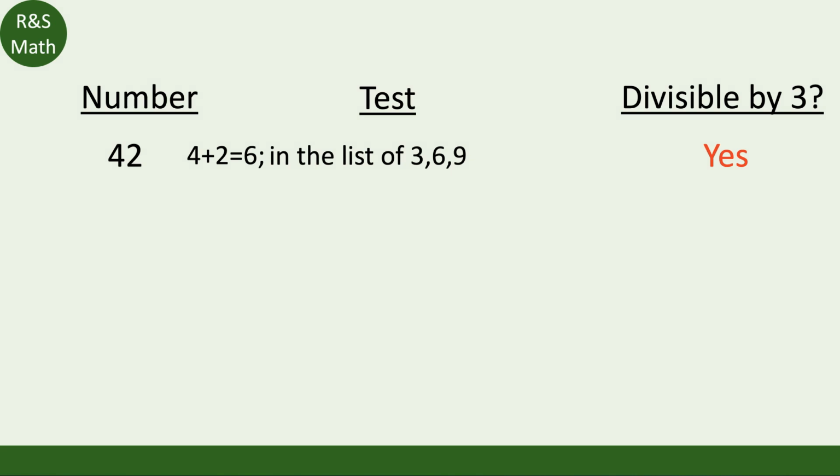Let's do another example. Is 62 divisible by 3? We first add the digits of 62. 6 plus 2 equals 8. 8 is neither 3 nor 6 nor 9, so 62 is not divisible by 3.